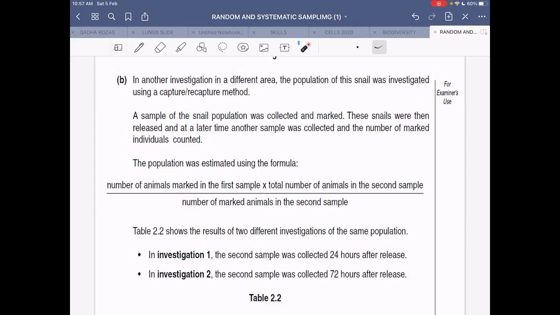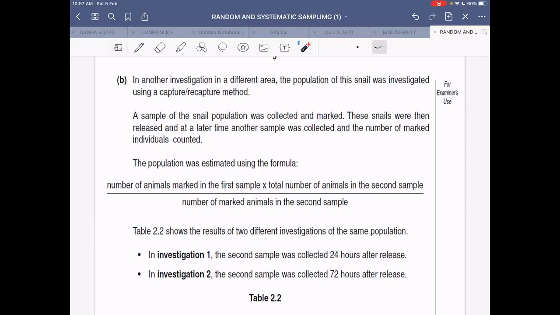So what do you say? The formula that you use, you have to learn this formula, which is the number of the animals marked in the first sample, the ones you marked in the first sample, multiplied by the total number of the animals in the second sample, divided by the number of marked animals in the second sample.